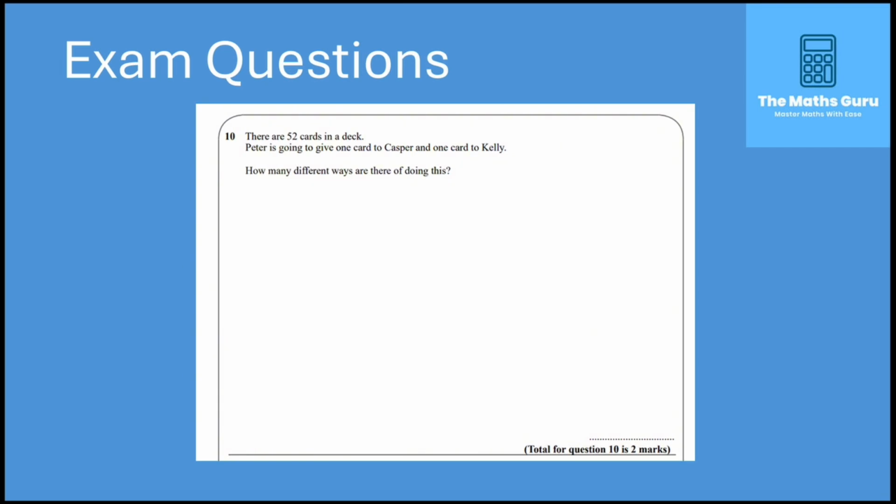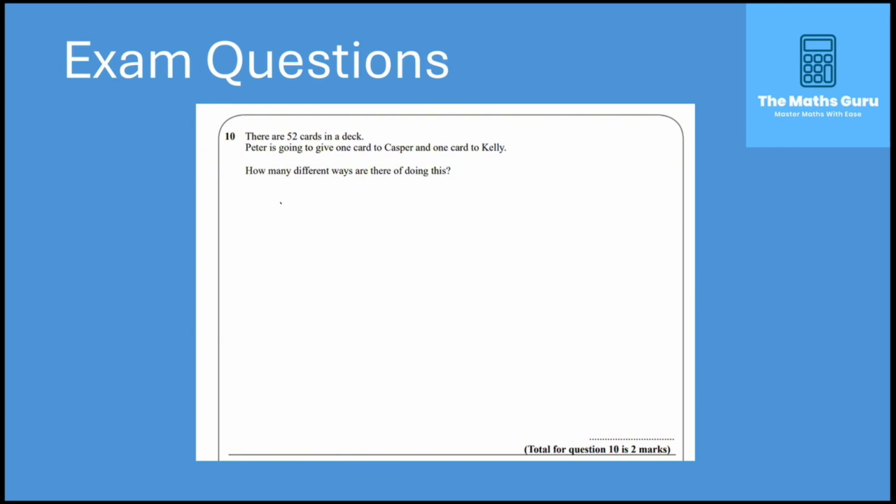Okay, looking at the next question, we're told there are 52 cards in a deck. Peter is going to give 1 card to Casper and 1 card to Kelly. How many different ways are there of doing this? So, 52 cards in a deck. Peter is going to give 1 card to Casper and 1 card to Kelly. Okay, this question here requires a bit of logical thinking.